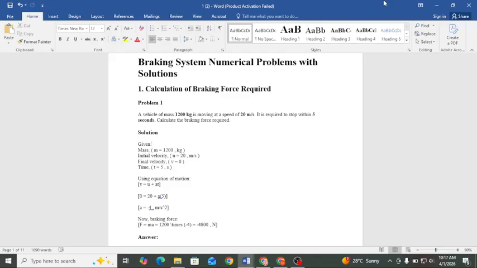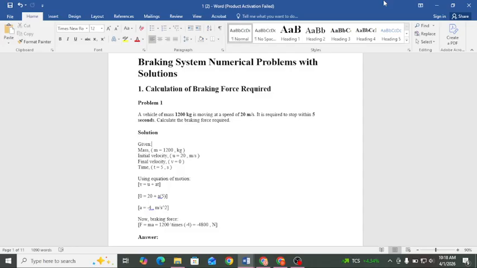In the last lecture, we discussed some important points about the braking system: the types of braking systems, their functions, and the different types. We used hydraulic and mechanical brakes, disc brakes, and also the anti-lock braking system. Today we discuss some numerical problems depending on the different types of braking systems, taken from a reference, the IIT NPTEL solution problems PDF.